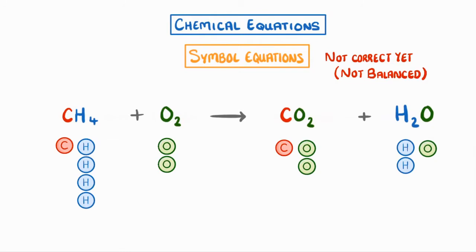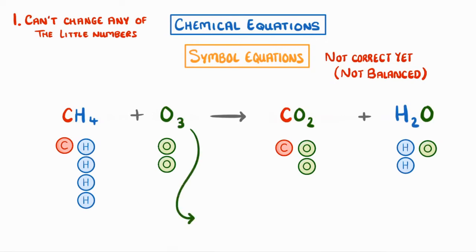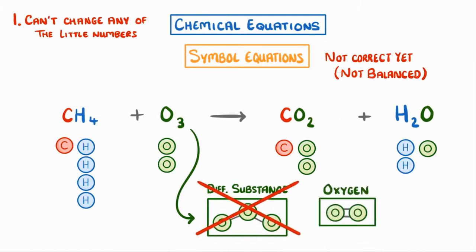Somehow we need to increase the number of oxygens on the left-hand side and increase the number of hydrogens on the right. Now, it's absolutely fine if you can't work out how to balance it in one go. Often, balancing equations is a process of trial and error, where you keep on changing numbers until you get the answer. The first rule of balancing equations is that we can't change any of the little numbers. This is because doing so would mean that we were changing the actual type of chemicals in our equation. For example, we couldn't change our O2 to an O3, because O3 is an entirely different substance, which isn't oxygen.